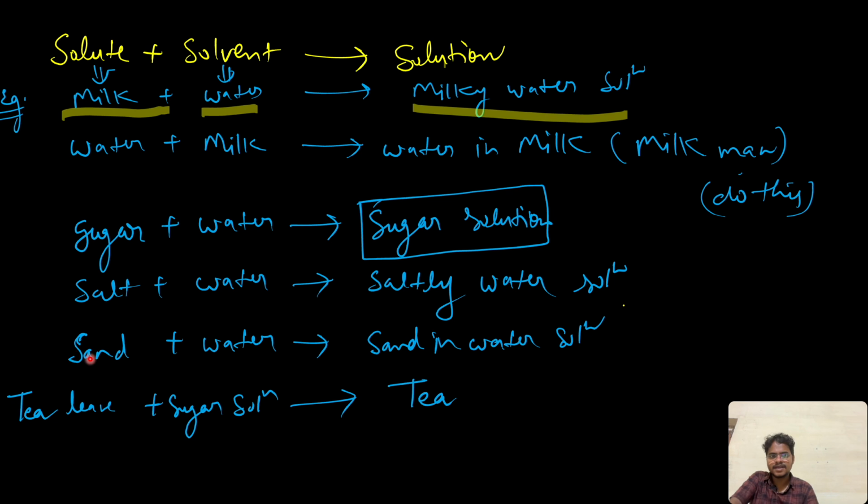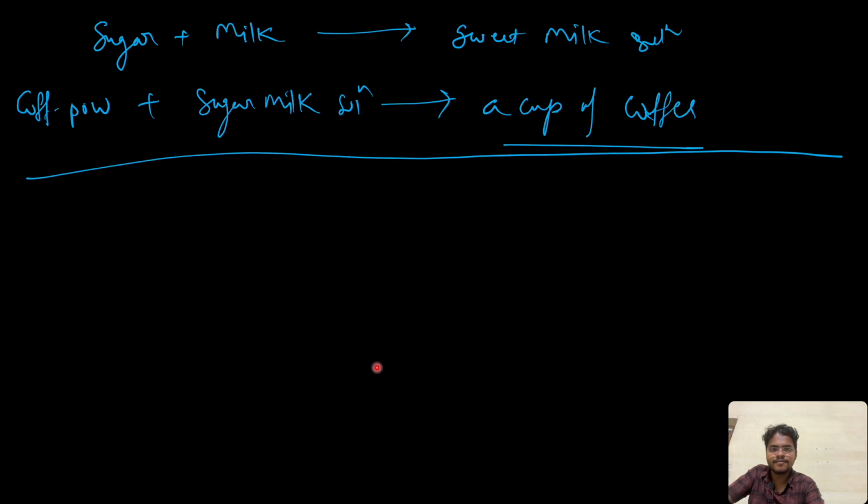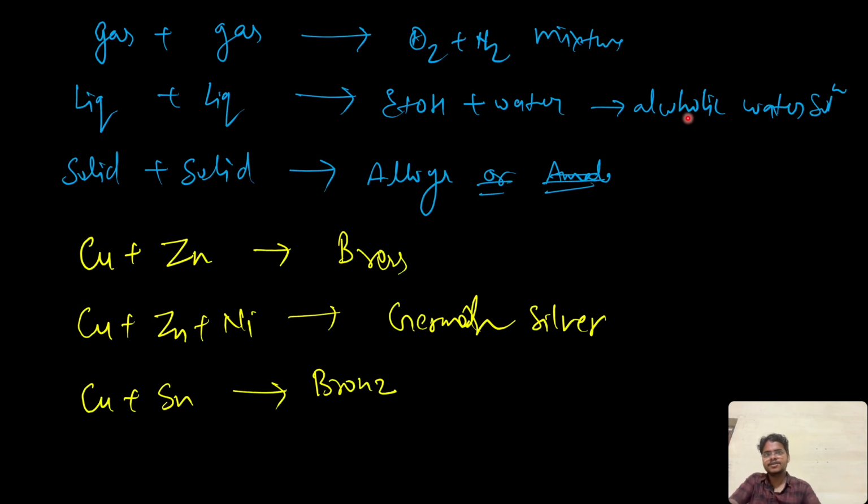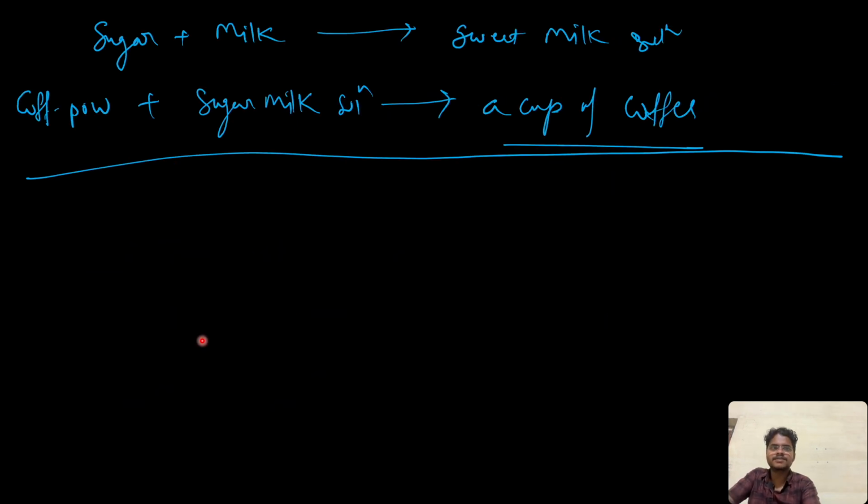If we mix sand in water, we get sand water solution. If we mix tea leaves in sugar solution, what do we get? We get a cup of tea. If we mix sugar in milk, we get sweet milk solution. And if we mix coffee powder in sugar milk solution, we get a cup of coffee. It is very fascinating to know. Generally when we mix two or more things, we get something new.